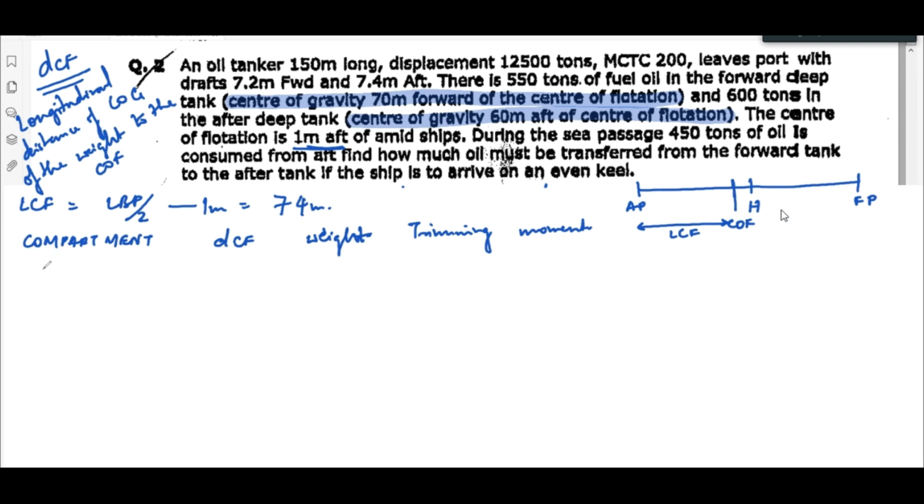So compartment, what do we have here now? Forward deep tank, 70 forward of center of rotation. This is already given. So DCF will be 70 meters forward of the center of rotation. Is that okay? Yes, sir.